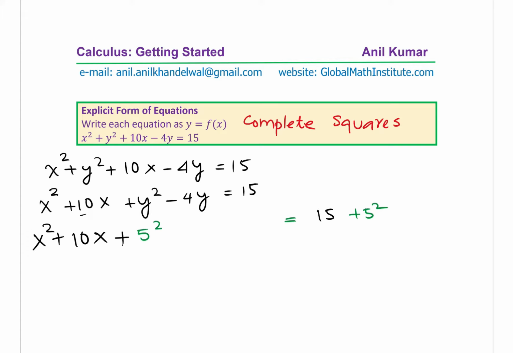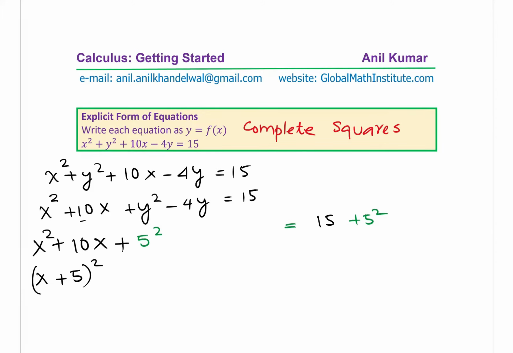Now, that will complete the squares, and we could write this as x plus 5 whole squared. You get the idea. That is why we wrote 5 here. Now it becomes a perfect square. Now similarly for y, what should I write in this case? We have y squared minus 4y. Half of 4 is 2. So we are going to write 2 square, and we are going to subtract 2 square also, right? Same operations on both the sides.